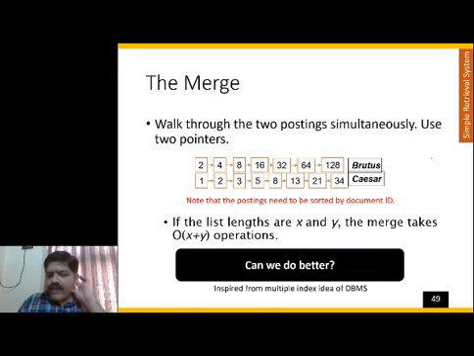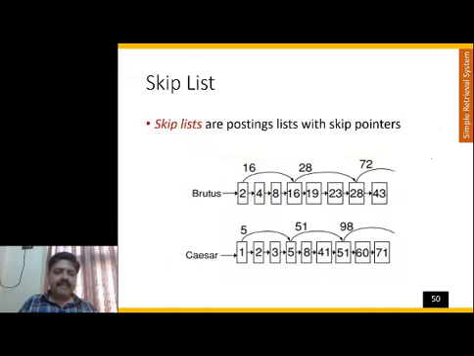Now, can we do even better? We already have a linear algorithm to merge. Can we do this matching process in an even more effective way? It turns out that yes, it is possible. This idea is inspired by the multi-level indexing idea of databases. So we introduce what are called skip lists. We could have some additional pointers in our linked list.